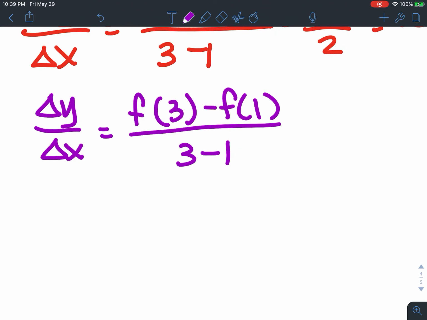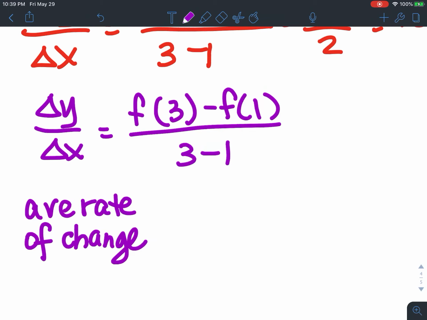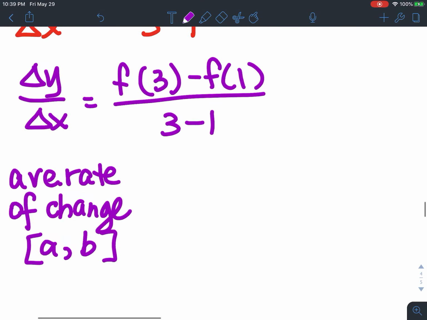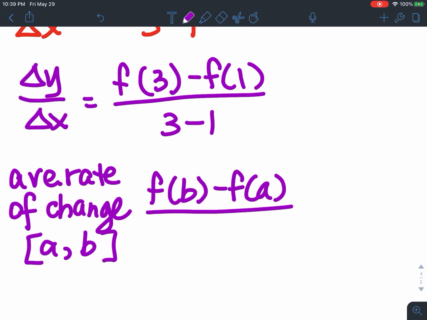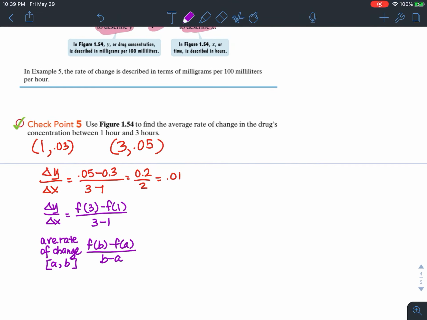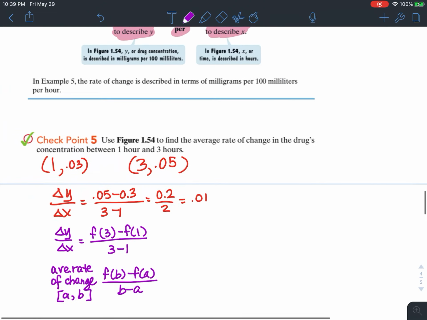And there's another way that we say it in calculus, which is average rate of change. Now, this is average rate of change, and average rate is always given over an interval. So they call the interval AB. So like here, 1 to 3, right? So we usually say f of b minus f of a over b minus a. And they used f of x2 minus f of x1. It's all the same thing. It doesn't matter.